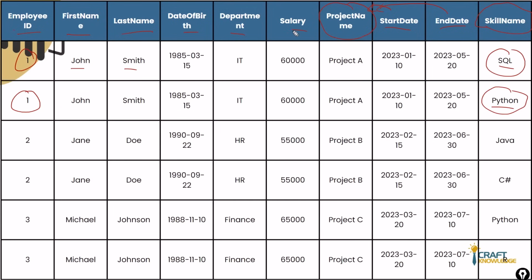We need to change the salary of John Smith. We need to make changes in maybe 10 or 20 or maybe 100 rows, wherever we find the data of John Smith, right? So that is something bad. That is called denormalized data. The data is not normalized.